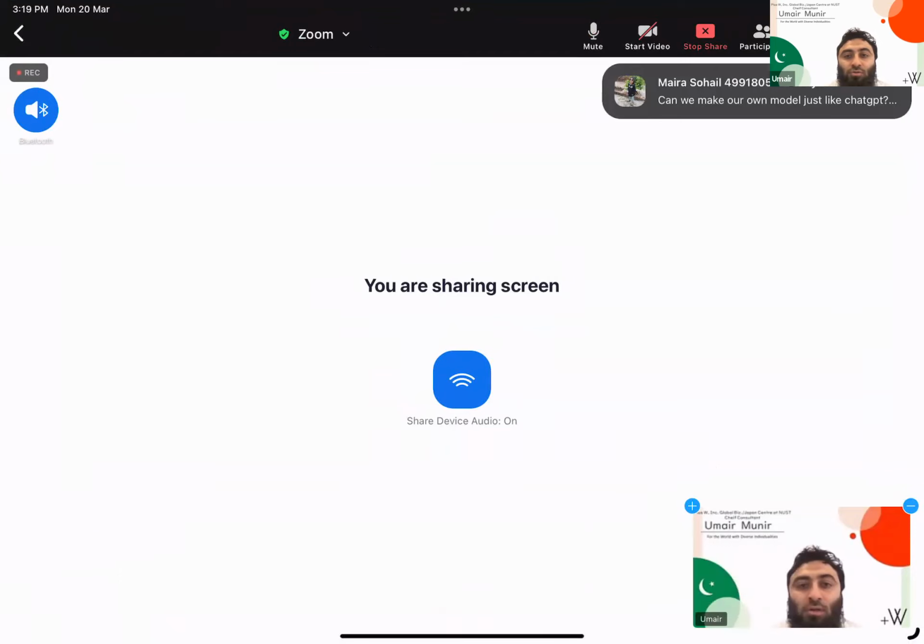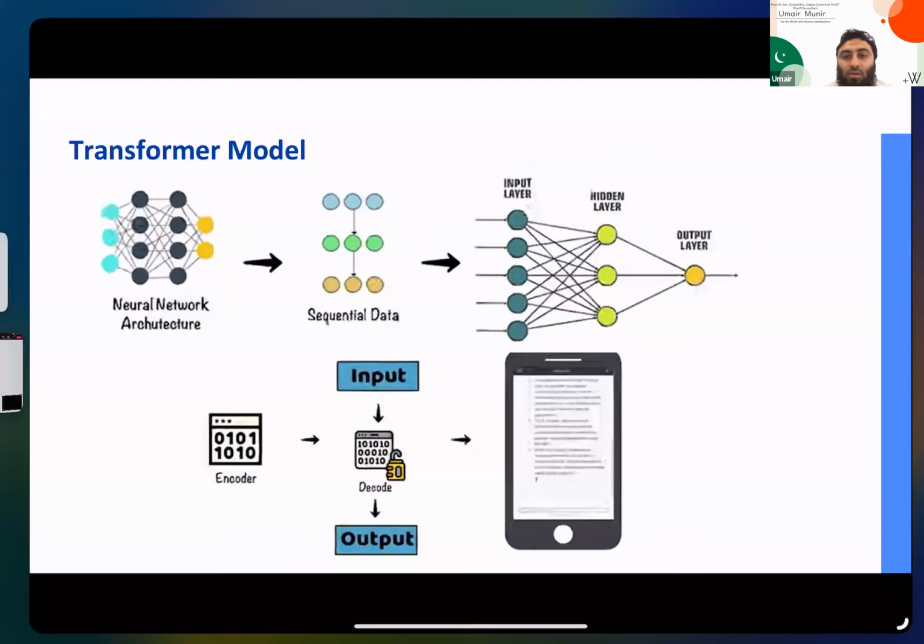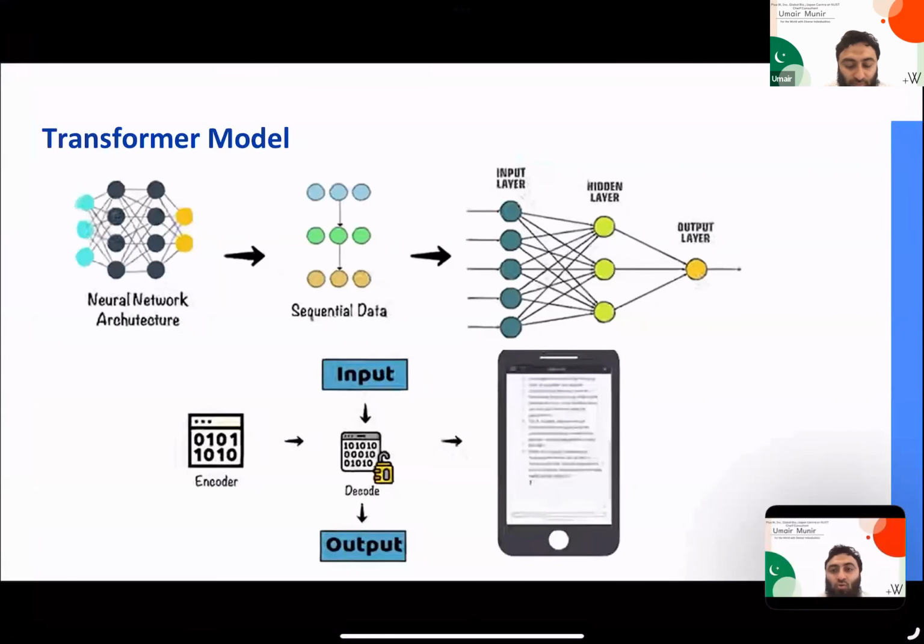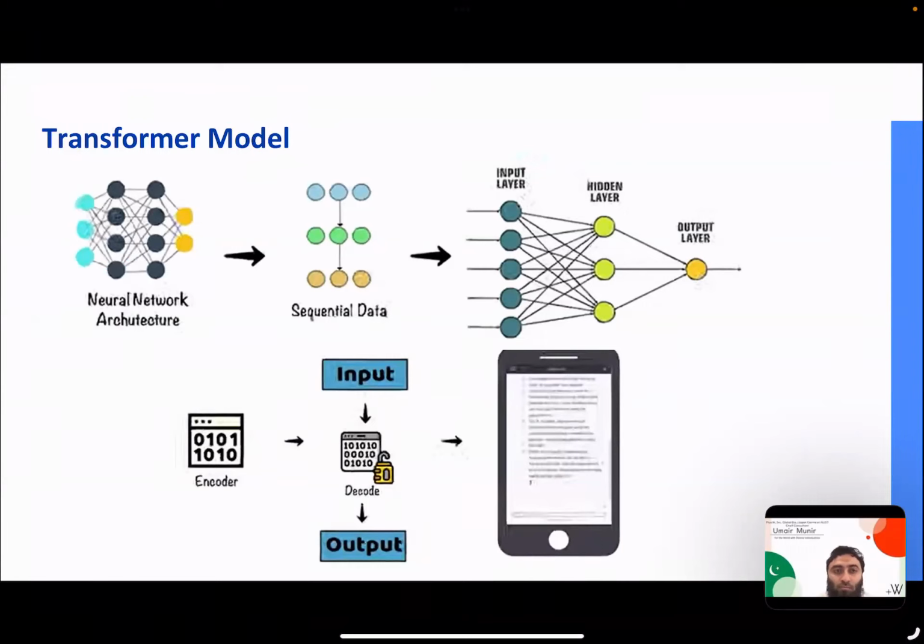Another question is: can we make our own model just like ChatGPT? What do we need for that? Yes, we can also build our own models like ChatGPT. Google has already given us different language models based on transformers. We can use a transformer, add NLP steps in the transformer, and build our own ChatGPT model. People are also building their own ChatGPT models. So it is also an interesting thing.